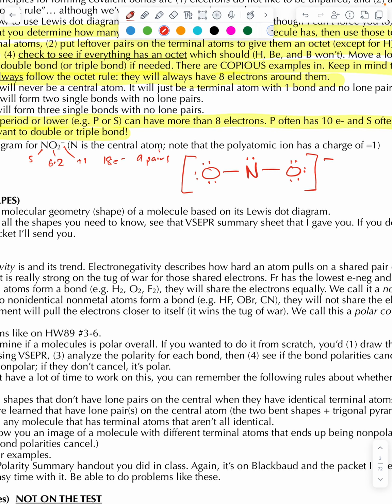Before you box your answer and move on, we need to check to see if the central atom is happy. So how many electrons does the central nitrogen have? 6, right? So what do we do if we have a central atom not having 8, having fewer than 8? We take a lone pair from a terminal atom, take that one for example, and we'll move it to become a double bond. And now that oxygen still has 8 electrons, but now that nitrogen has 8 around it too. So always do that. Check to see if your central atom has 8. If not, move a lone pair from a terminal atom to be a bonding pair.